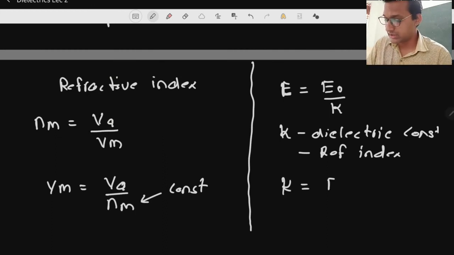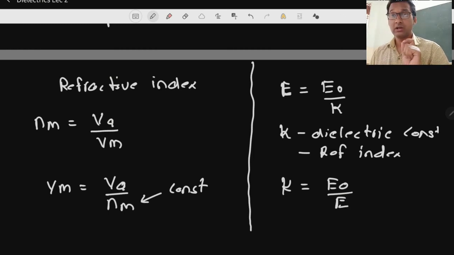We can also write K is equal to E naught divided by E. So what is this dielectric constant? It is similar to the refractive index. The refractive index is the ratio of the velocity of light in air divided by the velocity of light in the medium. In the same way, we can define the dielectric constant as the electric field in free space divided by the electric field in the presence of that medium.